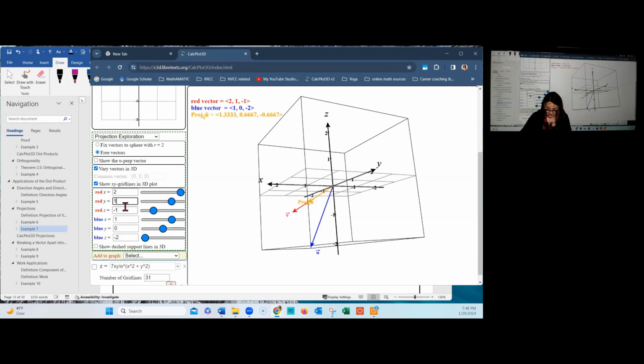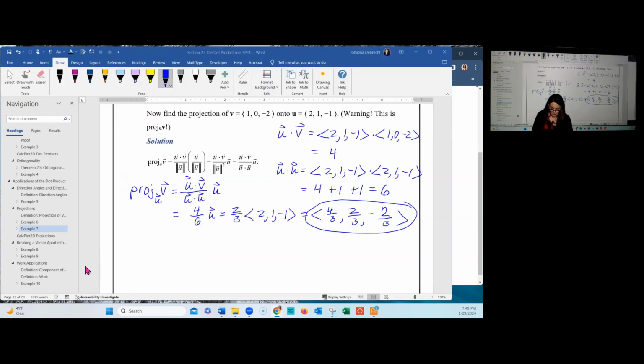Right? And then I always hit enter just to be absolutely sure. And you can tell that what's happening is that the blue one is casting a shadow at a right angle to vector U here, and it's casting a shadow onto U, and you can see that it's projected that way. And up at the top, it's telling you what it turned out to be. And if we come back over here to our sheet, we had 4/3, 2/3, -2/3.